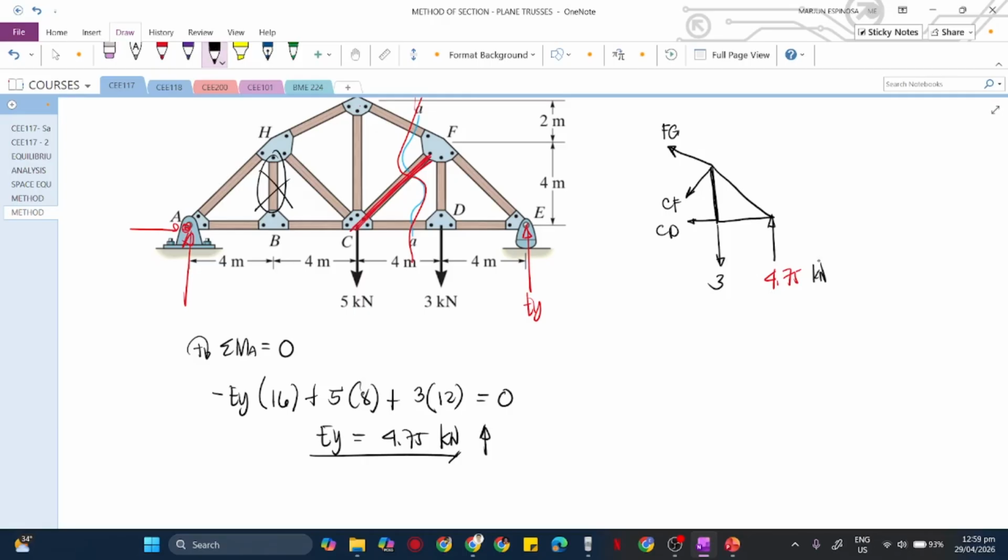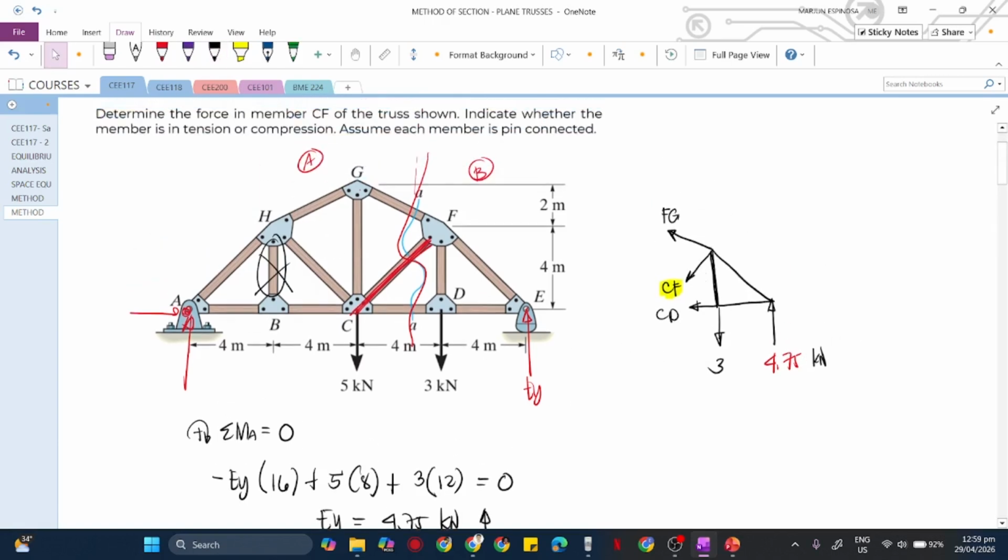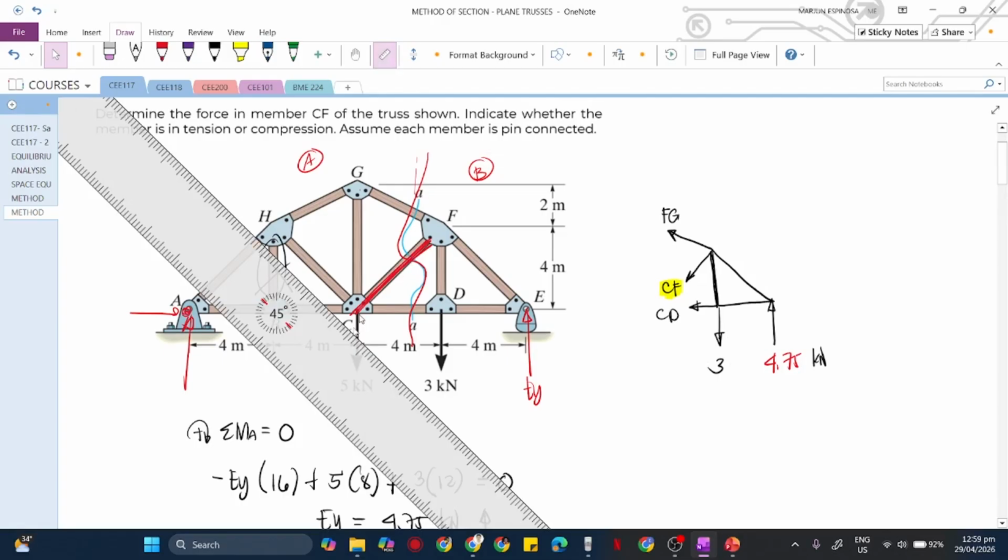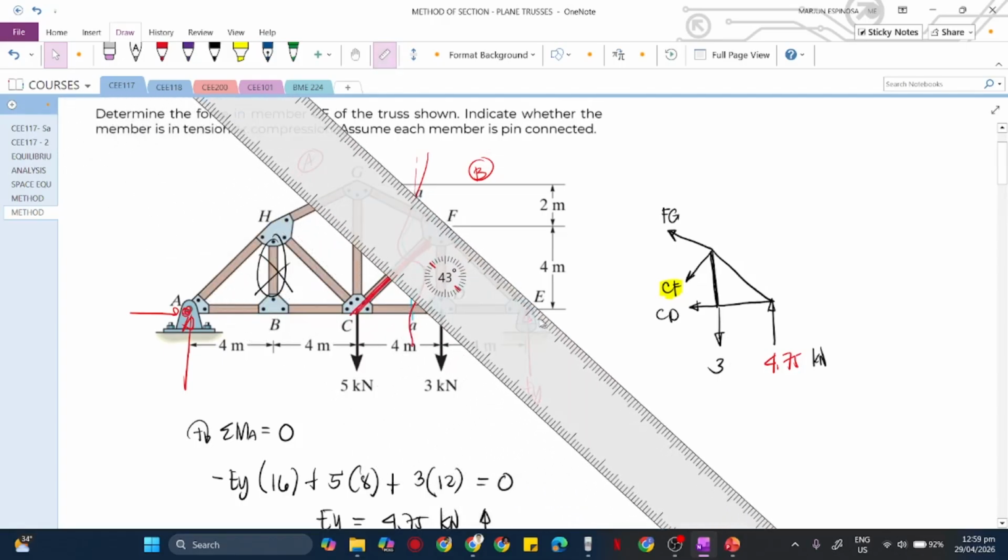Okay, that is for 4.75 kilonewtons. Now, again, we need to solve for the value of CF. So, what do you think? Pwede natin gawin, class, to solve for the value of CF. Sige daw, I just want to see if ano ba yung magiging atake nyo dito. Ano ba possible natin magiging atake dito, class? Dili ba siya two unknown, sir?